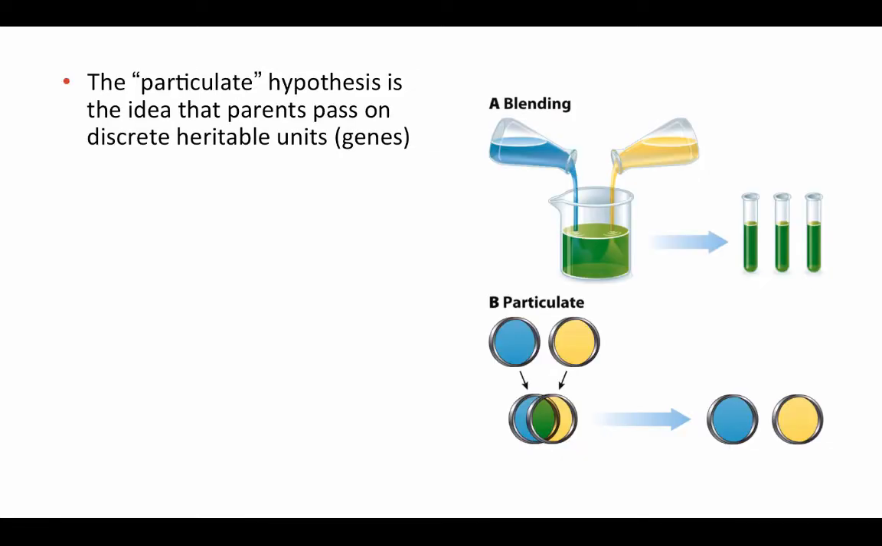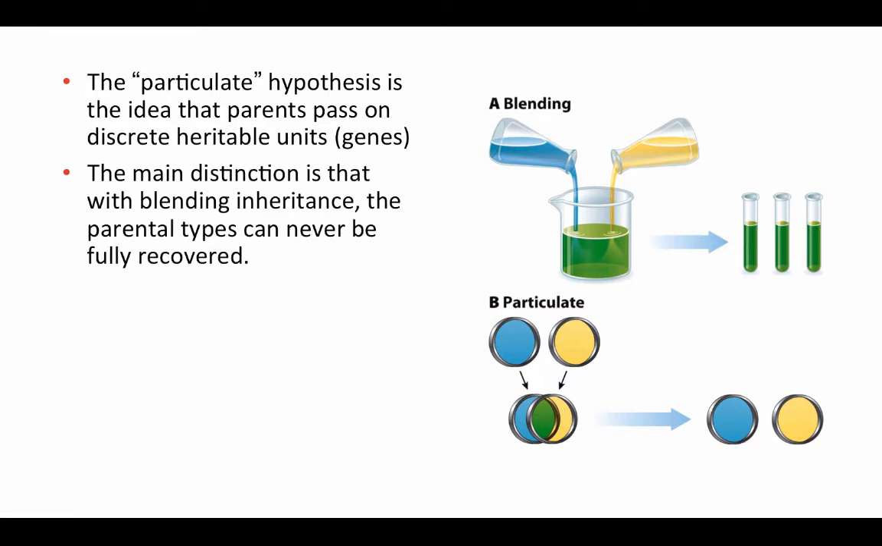So an alternative hypothesis that we know about now is something called the particulate hypothesis. And so this is the idea that parents pass on discrete heritable units that remain intact, and we call these genes. So as opposed to this blending idea where you mix blue and yellow paints and get green, you can have combinations of different characters, but the original parental characters are still there and can reappear in future generations. And so the main distinction between these two hypotheses, the blending and the particulate hypothesis, is that with blending inheritance, the parental types can never be fully recovered.